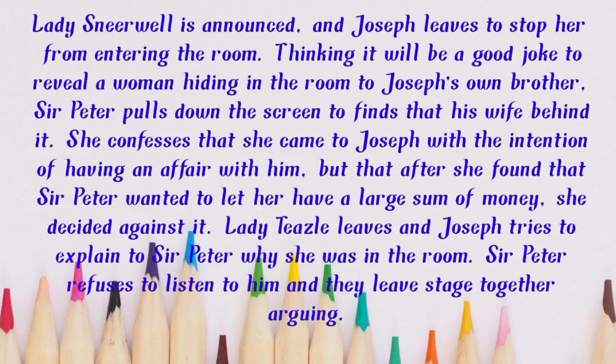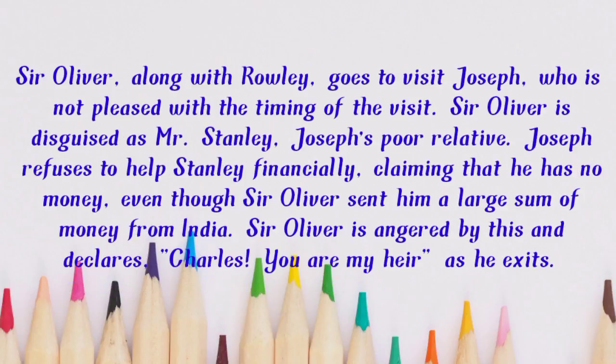Lady Teazle leaves, and Joseph tries to explain to Sir Peter why she is in the room. Sir Peter refuses to listen to him, and they leave the stage together arguing. Act 5, the last act.